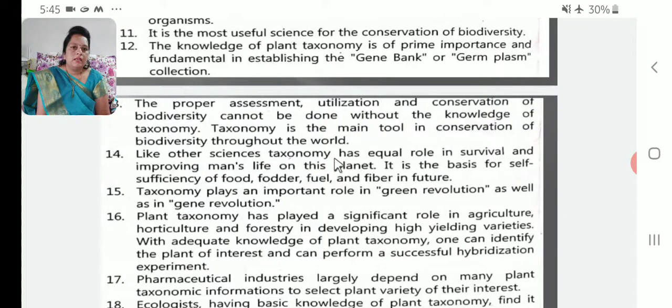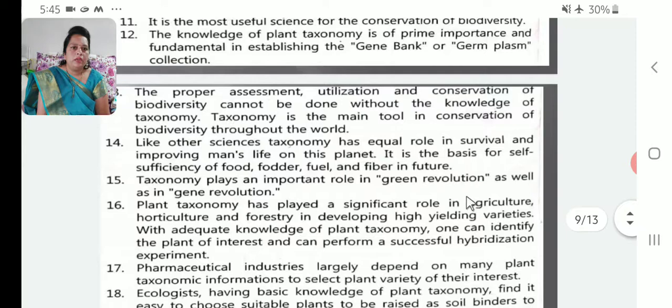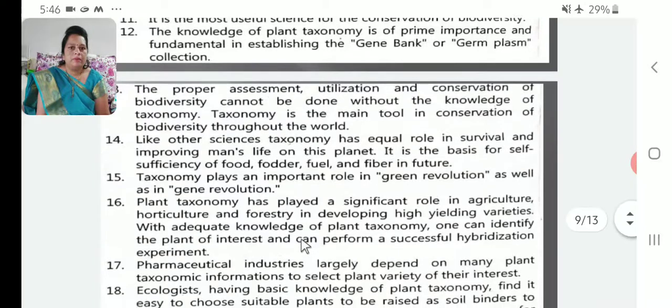Like other sciences, taxonomy has an equal role in the survival and improvement of man's life on planet earth. It is the basis for self-sufficiency of food, fodder, fuel and fiber in future. Taxonomy plays an important role in the green revolution as well as in the gene revolution. Plant taxonomy has played a significant role in agriculture, horticulture and forestry in developing high-yielding varieties. With adequate knowledge of plant taxonomy, one can identify the plant of interest and perform a successful hybridization experiment.